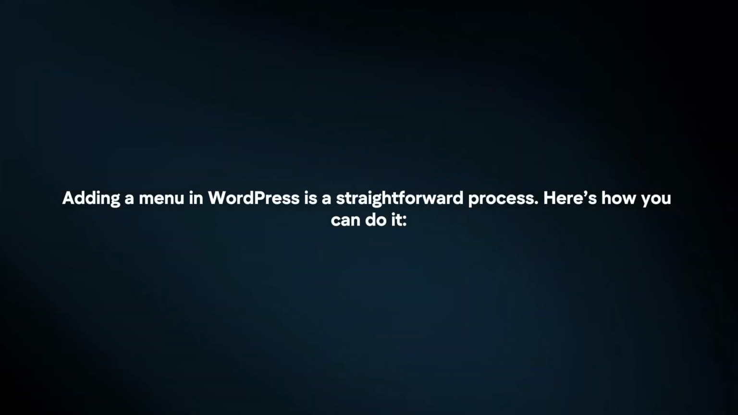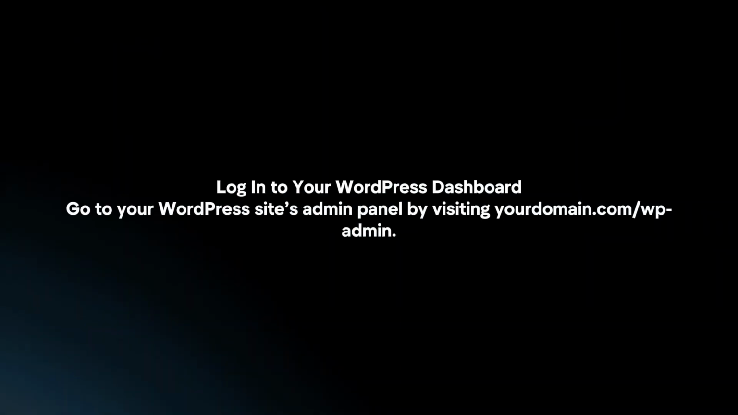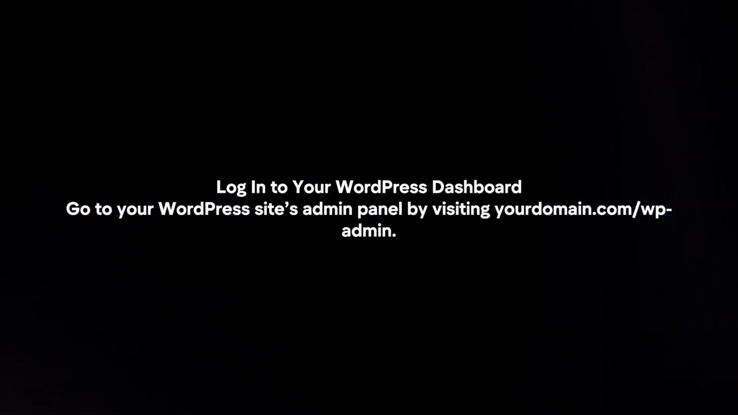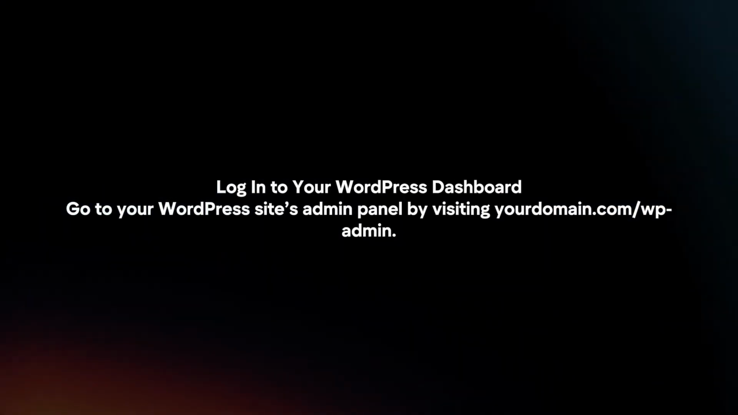Adding a menu in WordPress is a straightforward process. Here's how you can do it. Log into your WordPress dashboard. Go to your WordPress site's admin panel by visiting yourdomain.com/wp-admin. Navigate to the menu settings.